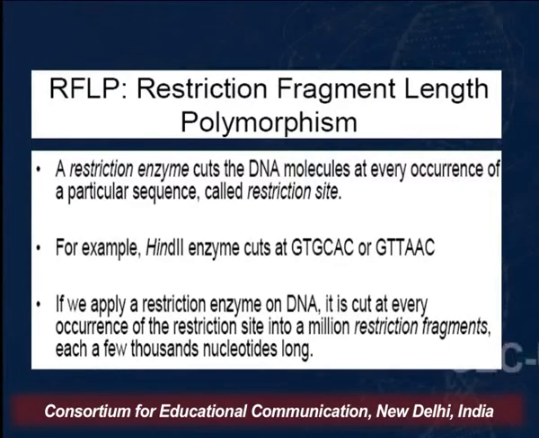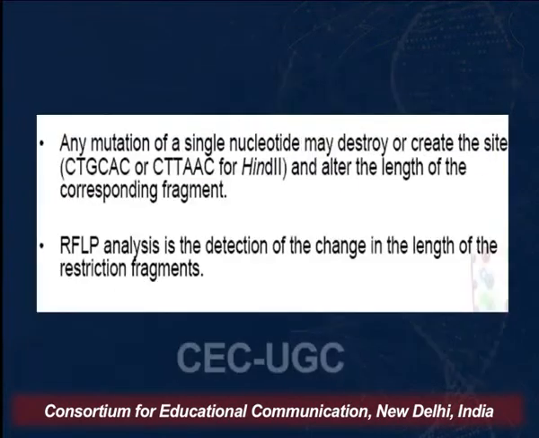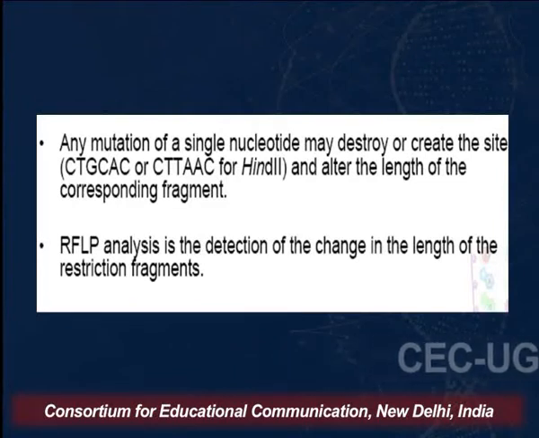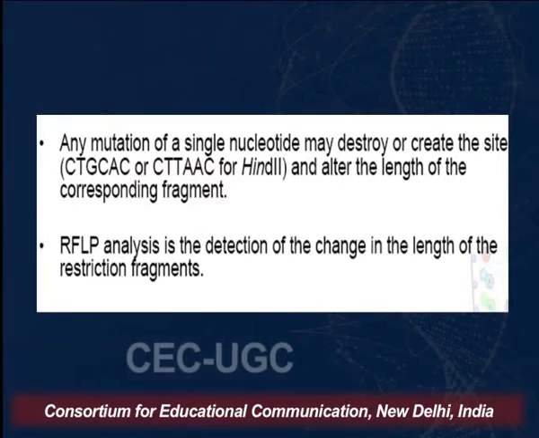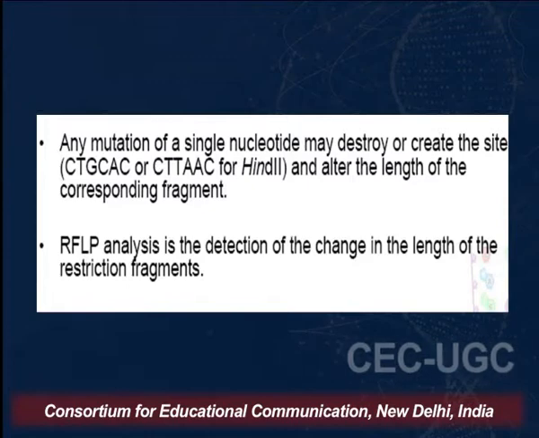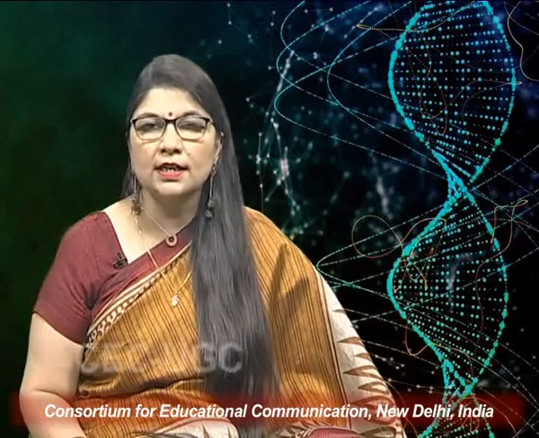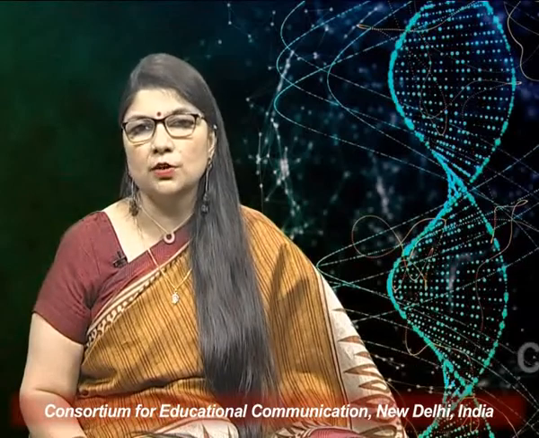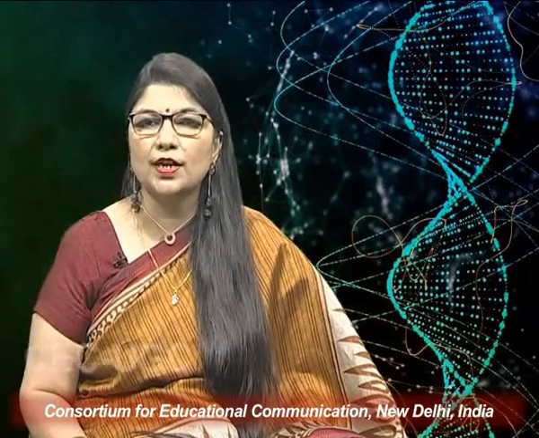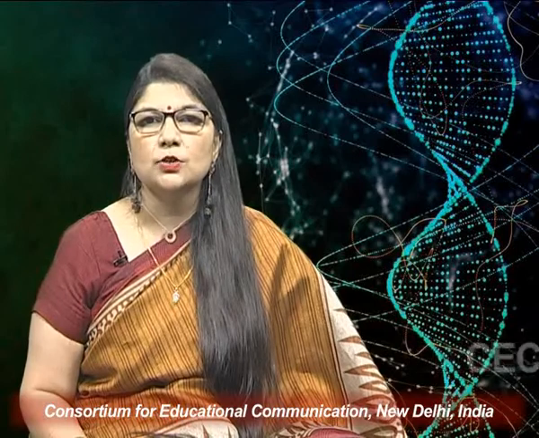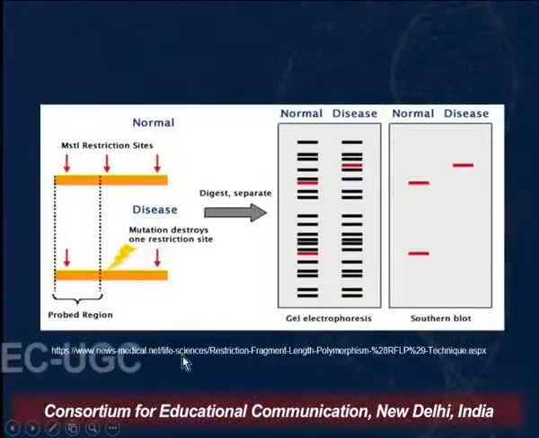When we apply these digested fragments onto the nylon membrane and then use a probe to detect them, we can observe a unique pattern amongst various genomes. RFLP analysis is used to detect the change in the length of restriction fragments. That occurs because all genomes are not identical and may have restriction sites at different places, and therefore when cut with a particular restriction enzyme they give rise to different length fragments. That is why it is named restriction fragment length polymorphism. This picture depicts the phenomenon, which we have already discussed.